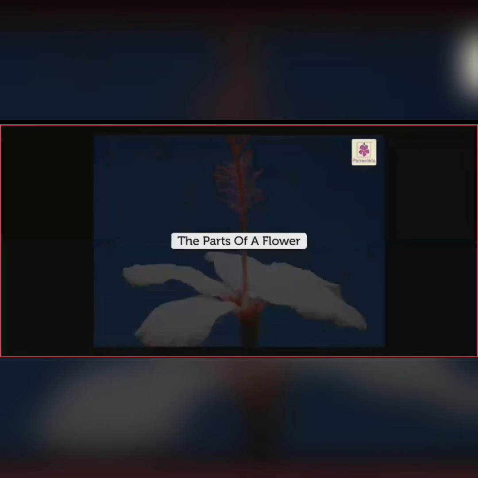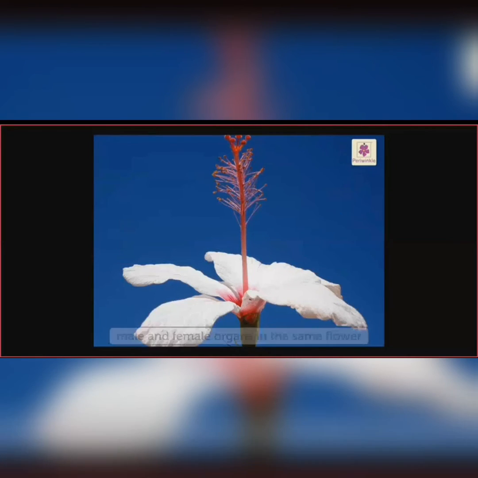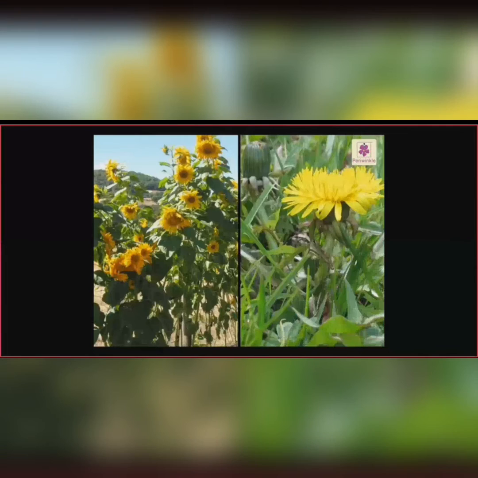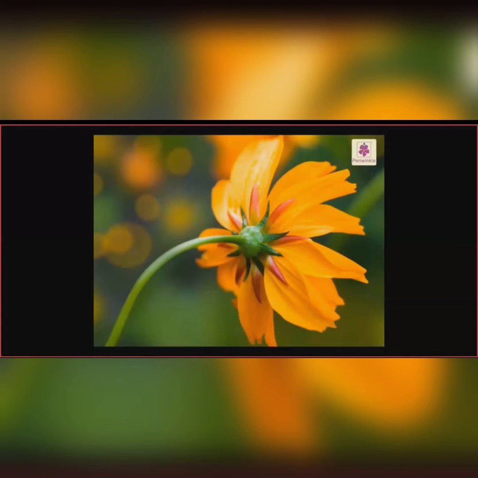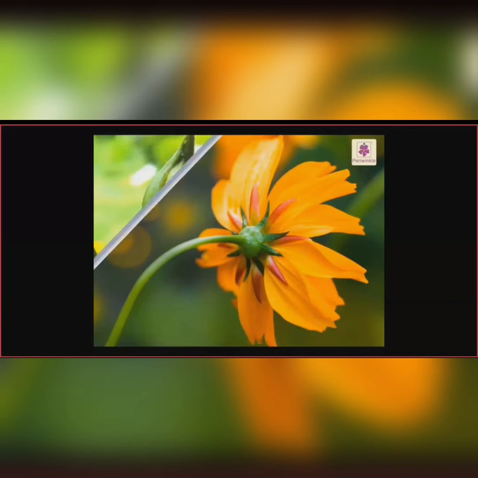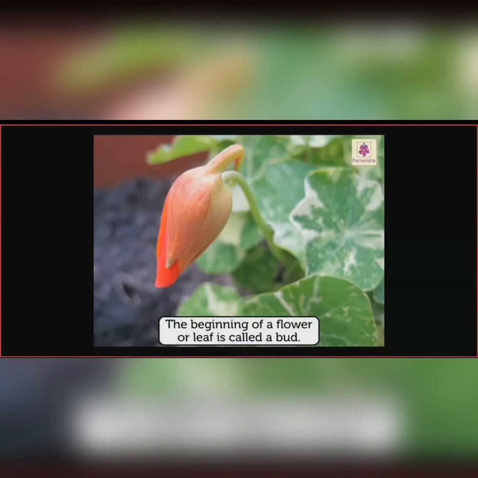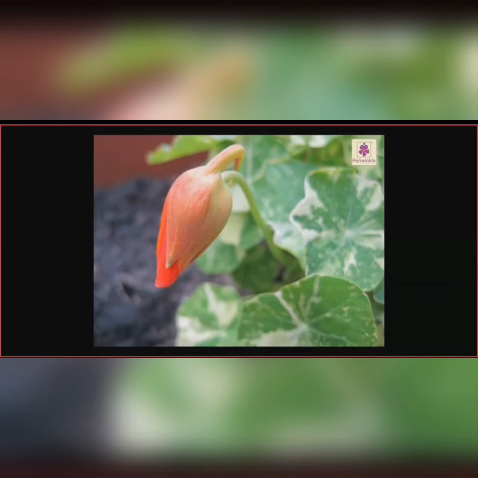The parts of a flower. Most plants have the male and female organs in the same flower. Most of the flowers have either a long or a short stalk. The parts of the flower are arranged in rings or whorls around the stalk. Sepals protect the flower in the bud. They are usually green. The beginning of a flower or leaf is called a bud.